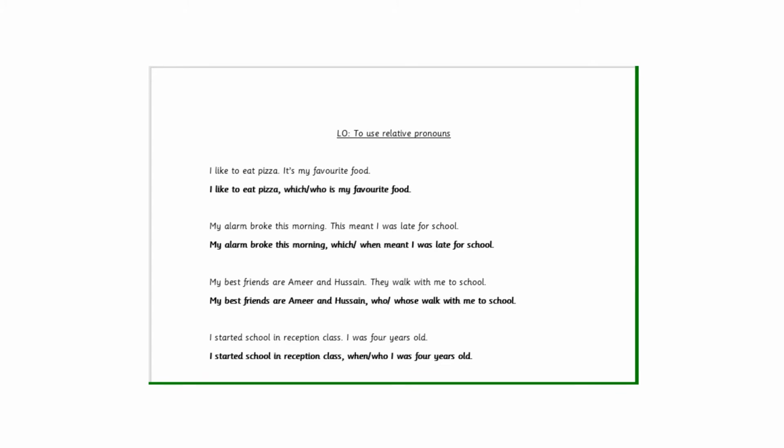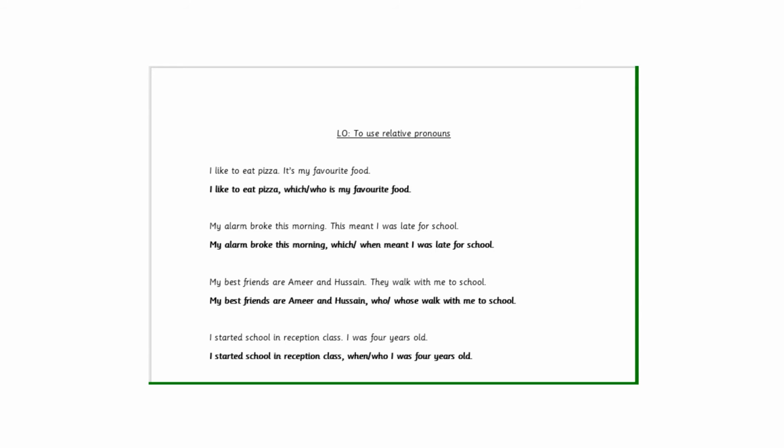So the first sentence is, I like to eat pizza. The second sentence is, it's my favourite food. Now, if we wanted to try and make it a more complex sentence, we could use a comma and put the two together. I like to eat pizza, but rather than repeating "pizza is my favourite food", we could use which or who instead.